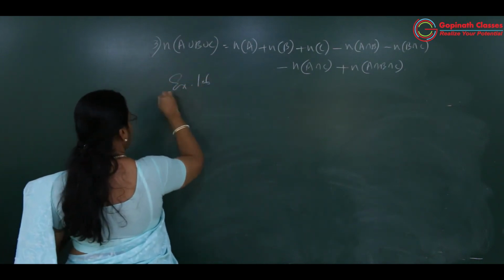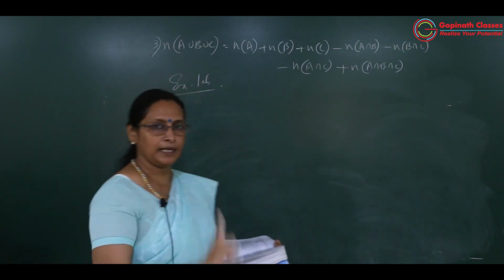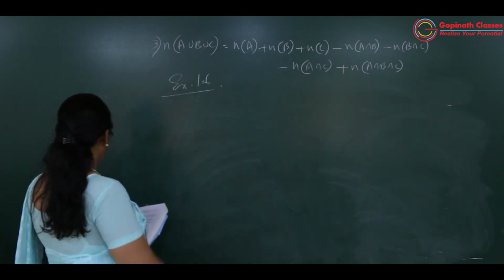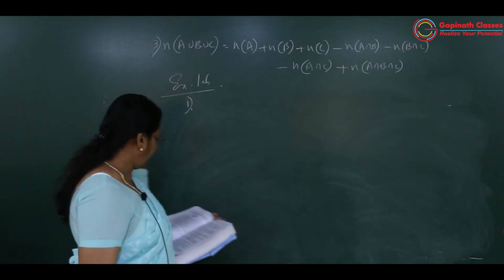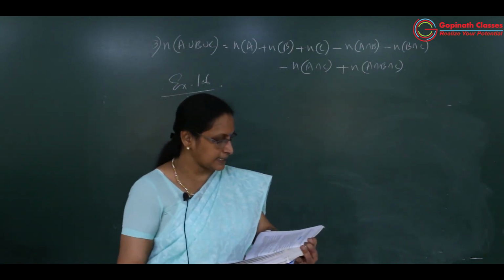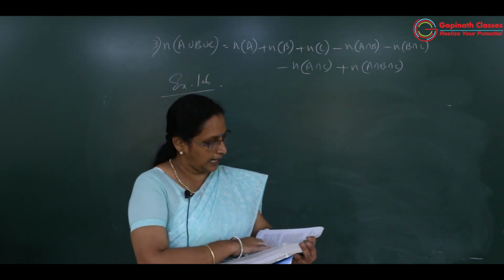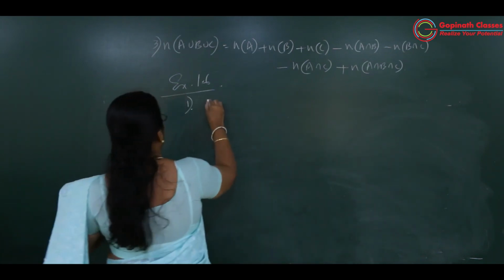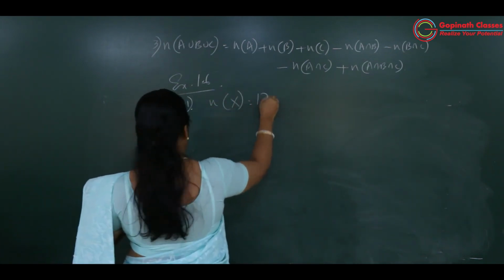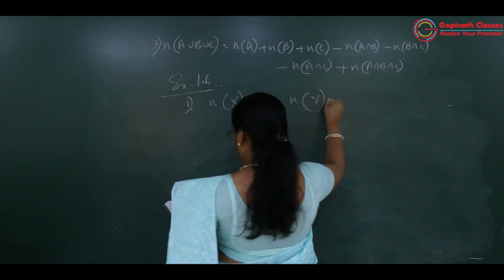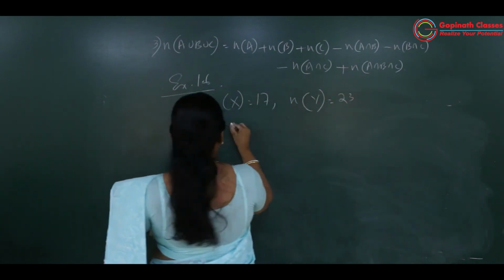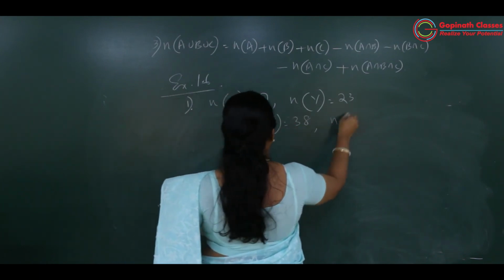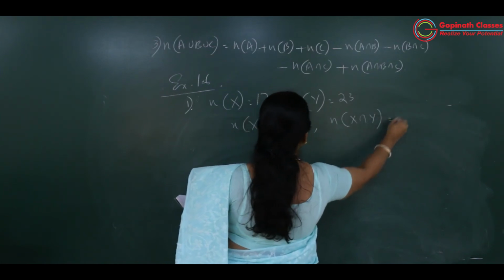Exercise 1.5, only one sum I did, completely I have given for you to try because it's quite simple, you can do it. Exercise 1.6, look at the first question. X and Y are two sets such that n(X) is given, n(Y) is given, n(X union Y) is given. Find n(X intersection Y). n(X) is given 17. n(Y) is given 23. n(X union Y) is given 38. n(X intersection Y) is the question.